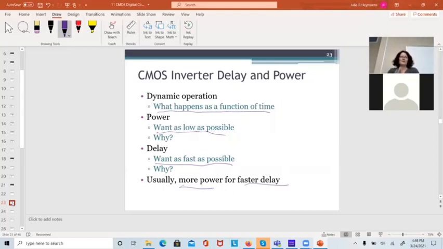There are tricks and there's reasons why we're using smaller devices. There is one more thing that you can do that will both lower the power and decrease the delay, and that's make my transistor smaller.